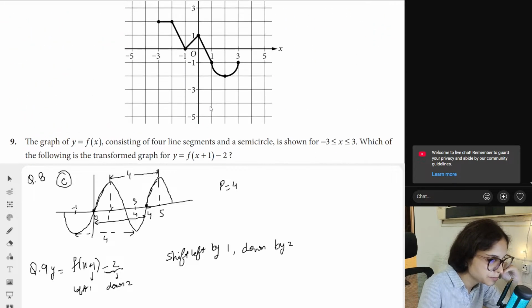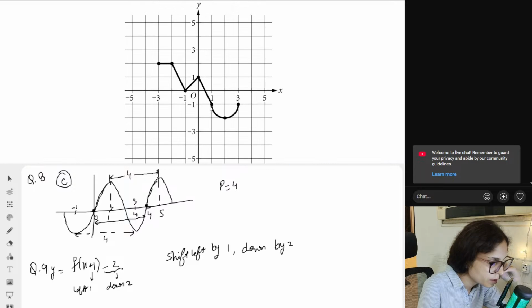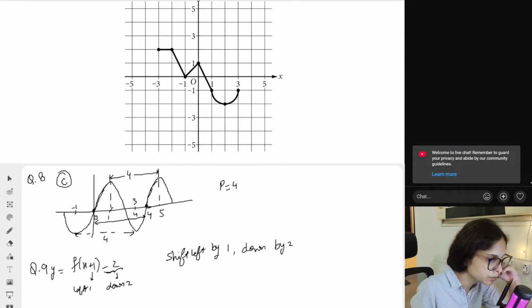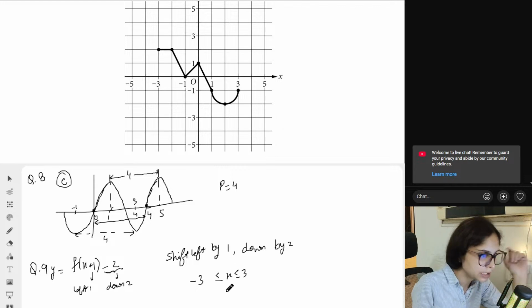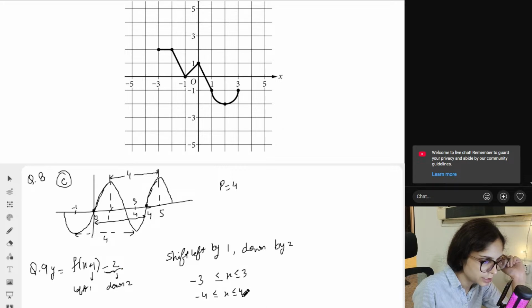So now let's see. The domain is -3 to 3. I will just work with domain and range because that's where you can identify. If you shift left by 1, everything shifts 1 to the left, so we're subtracting 1. Now it will be from -4 to 4 after transformation.